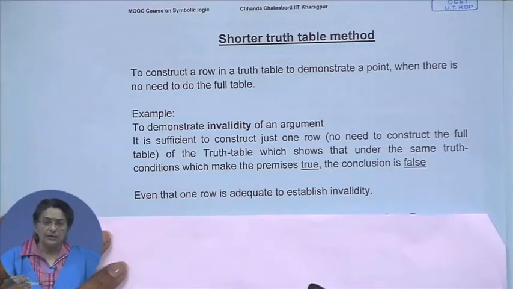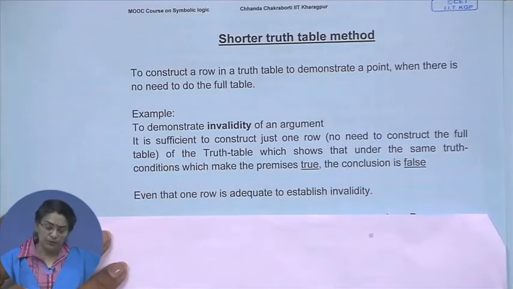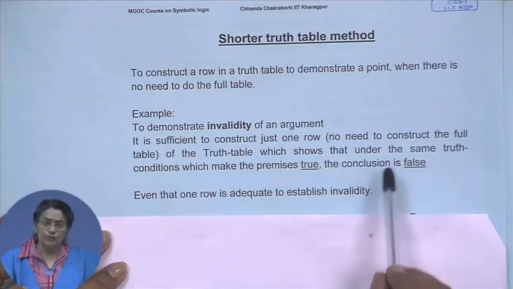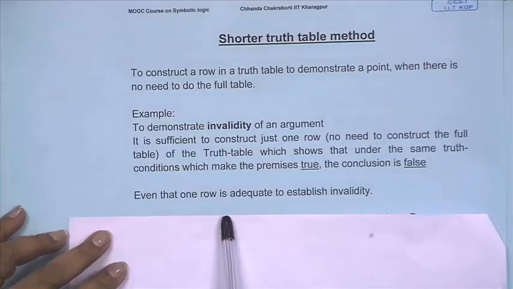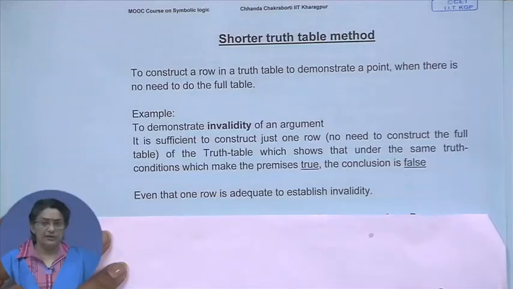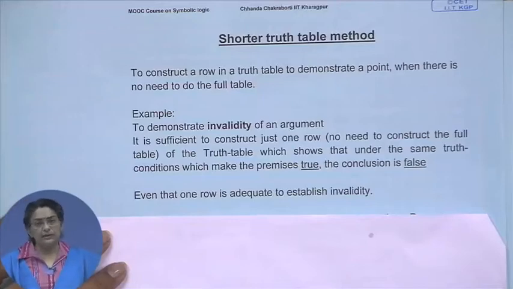So, instead of the whole truth table, it is sufficient if you construct just one row where you show that under the same truth value assignment to the components, the premises are coming out to be true and the conclusion is turning out to be false. Just that one row, remember, is sufficient to establish invalidity. So, this is one situation where the shorter truth table technique is going to be effective and also, time-wise, efficient.